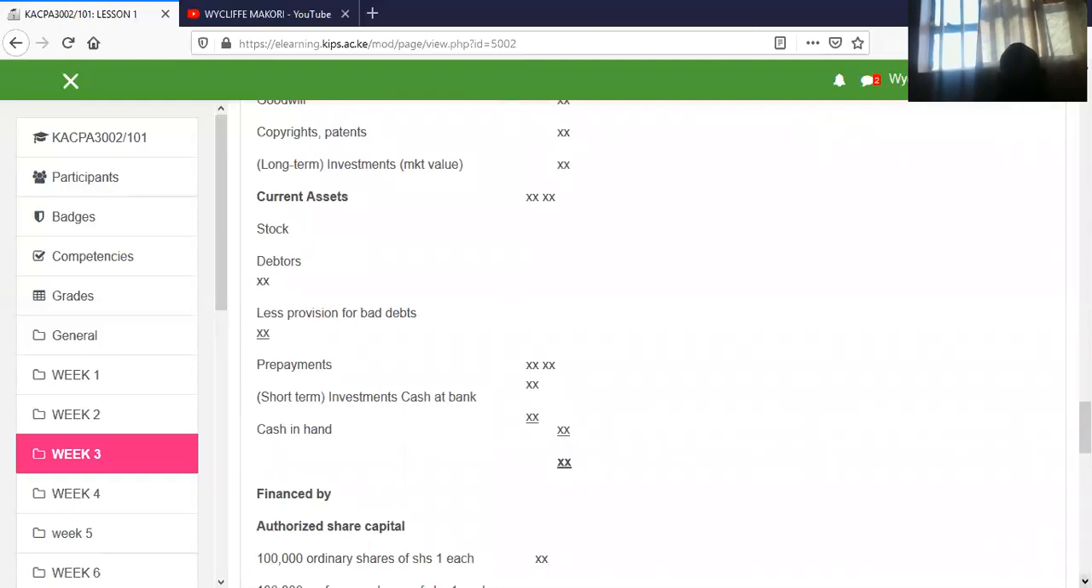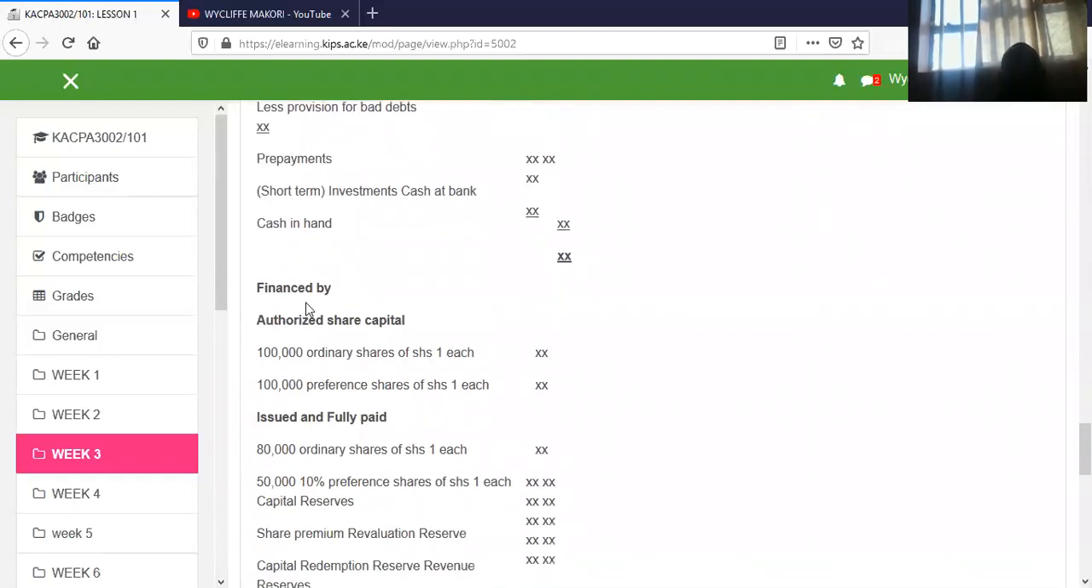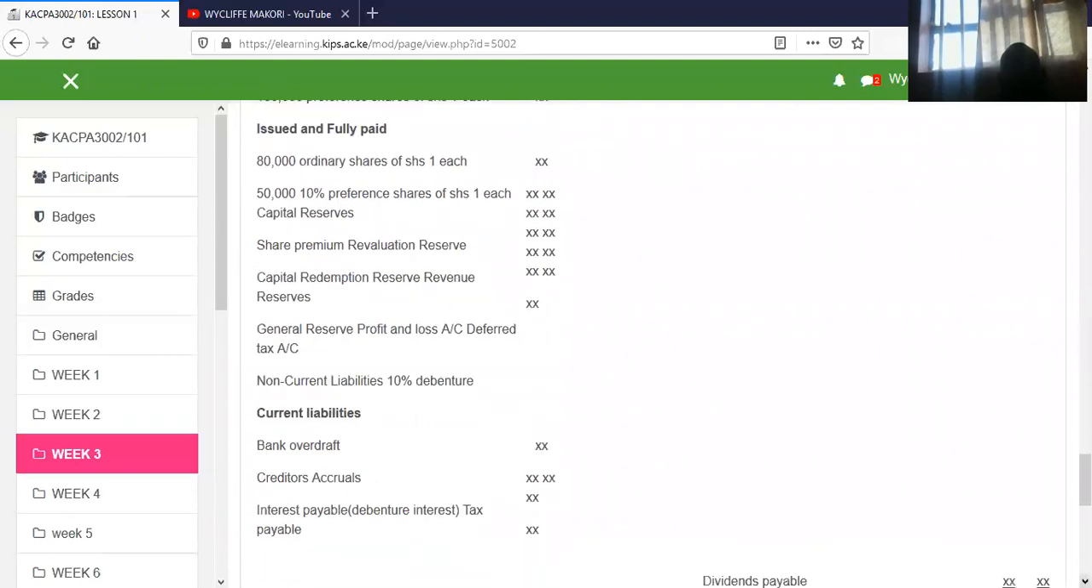Now, the part that is a bit different is the part of the financed by. The company is normally financed by the issued ordinary shares, we have the preference shares, and then we have got the reserves. The reserves also form part of the share capital. Note that in the reserves, we have got the capital reserve, the premium reserve, and we have the devaluation reserve, which should also be considered when preparing this.